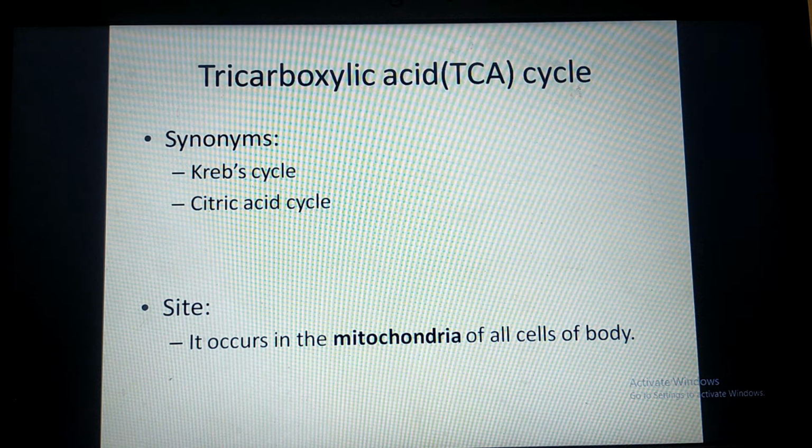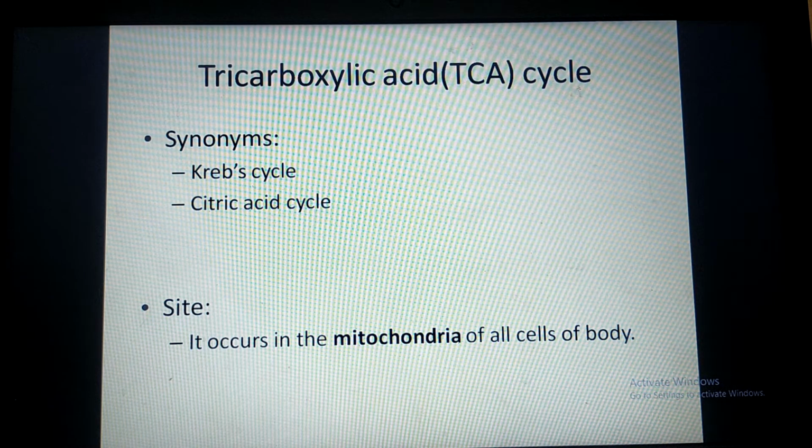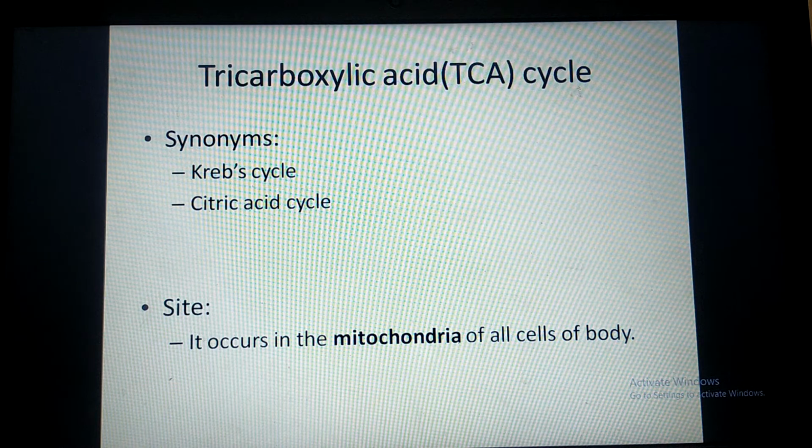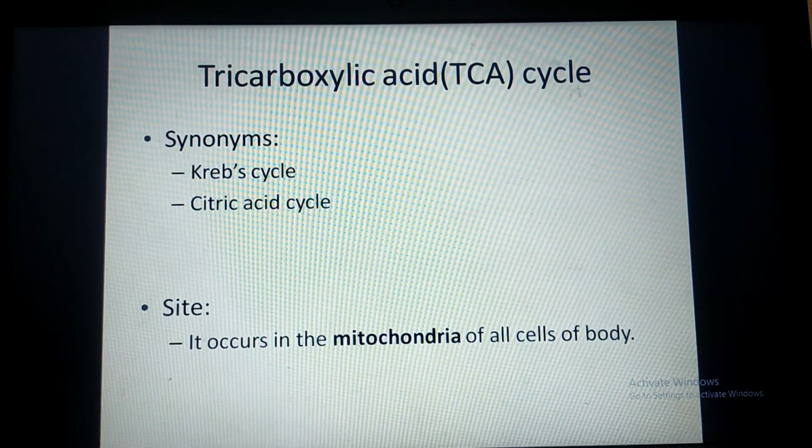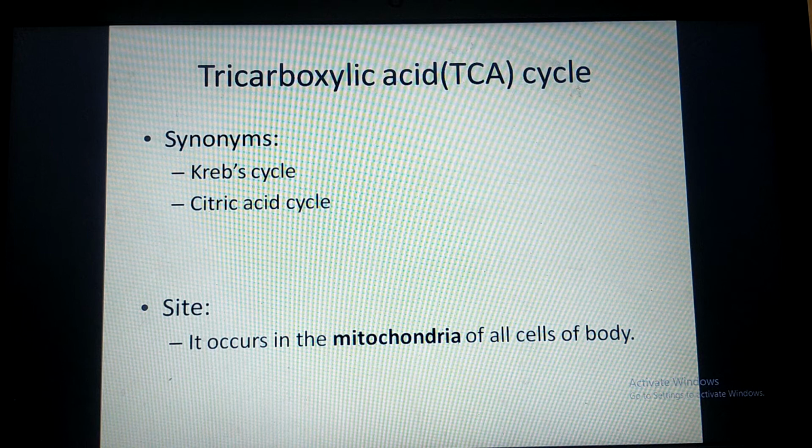The first product which is formed in this cycle is citric acid. Therefore another name of TCA cycle is citric acid cycle. So site, this cycle occurs in mitochondria of all cells of the human body. It is the main cycle which provides ATP to our body.